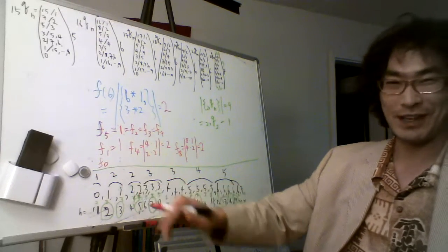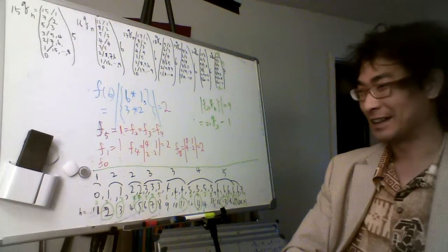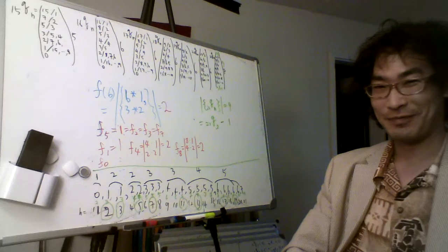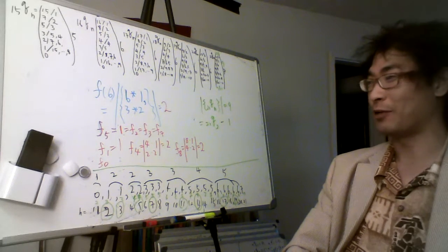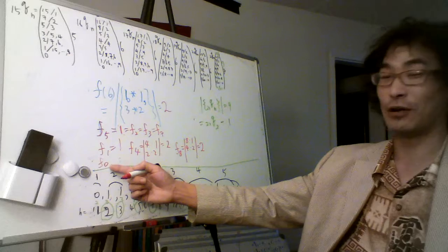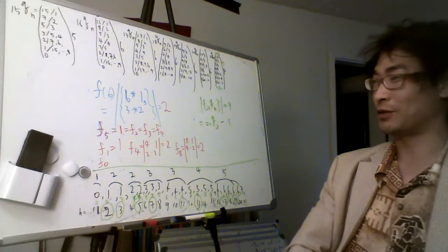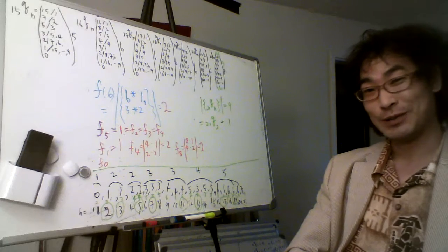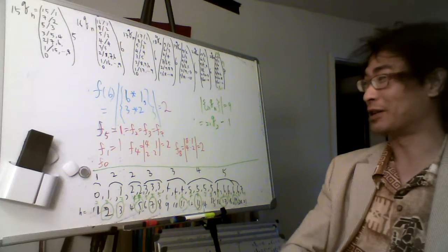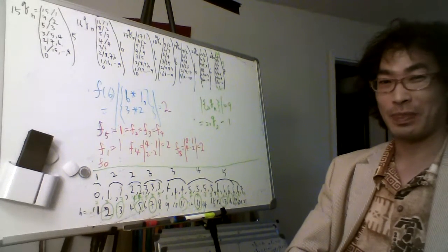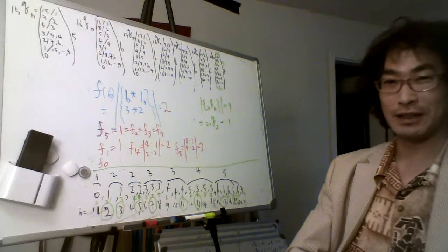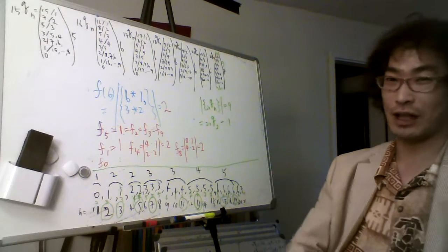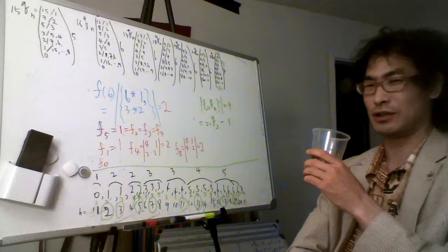By the way, F0. Do you know what F0 is? How many ways can you express zero in terms of two non-negative integers, multiplication thereof, if we include zero? I'll give you like 10 seconds because this is kind of interesting.